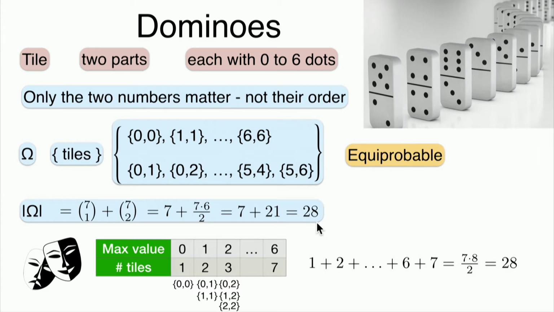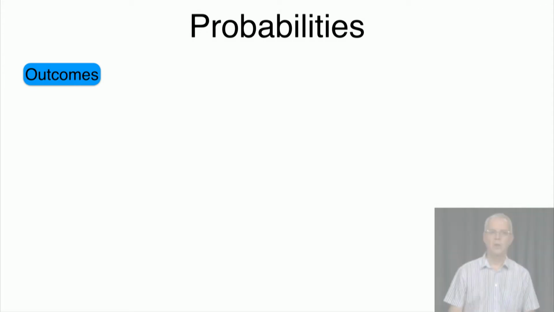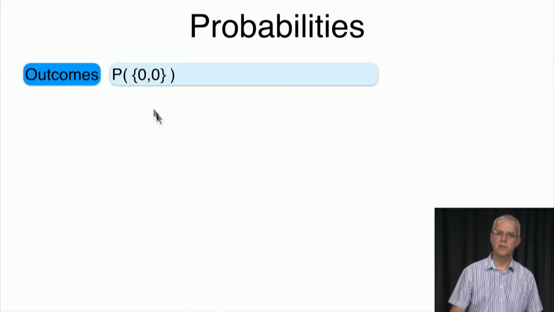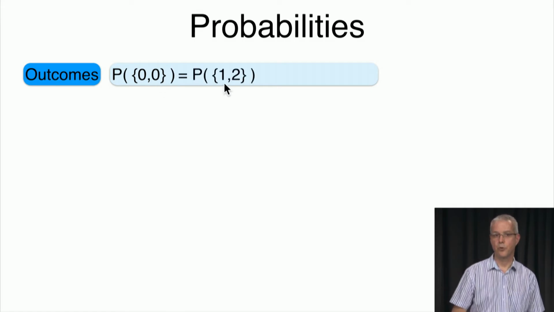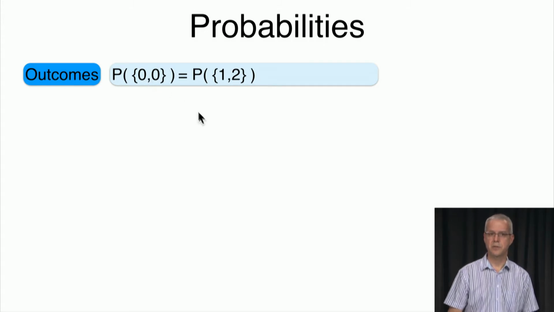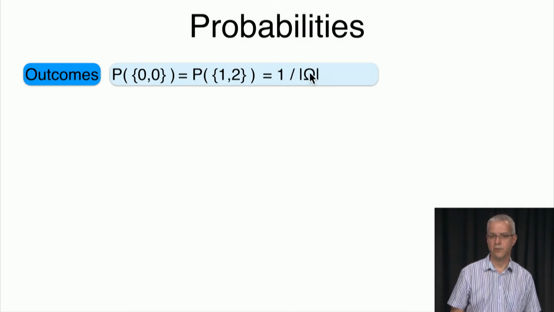All right. So once we have this number of tiles, let's calculate a few probabilities. First of all, if we look at a specific outcome, what is the probability that if we pick a tile, we get the tile 0, 0? Well, it's the same as the probability that we get the tile 1, 2, or any other tile. And each of those, for example 0, 0, is one tile out of 28 possibilities. So the probability is 1 over the size of the support set or the sample set, which is 28. So it's 1 over 28.